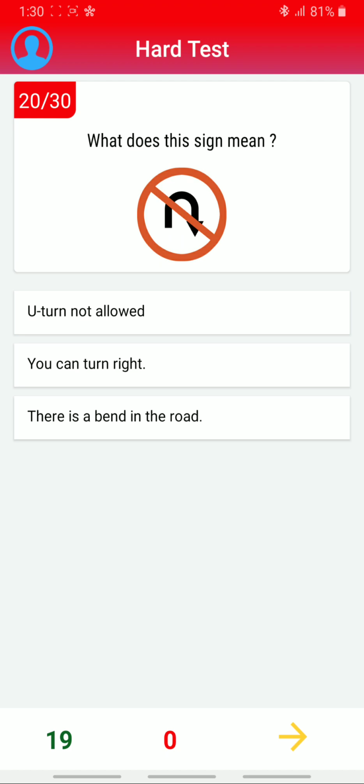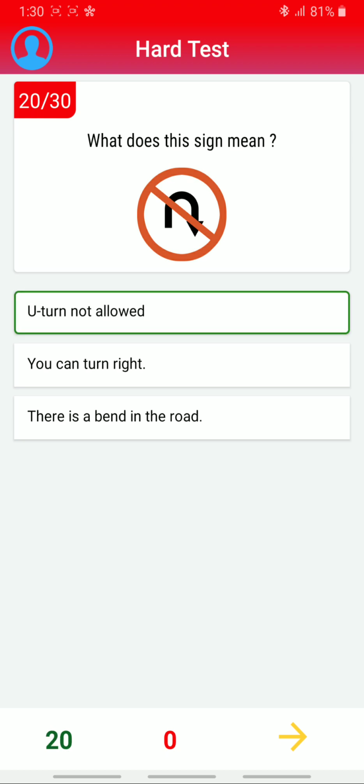This one is a U-turn arrow with a cross above it. So this sign means that U-turn is not allowed. Of course, the first option is correct.